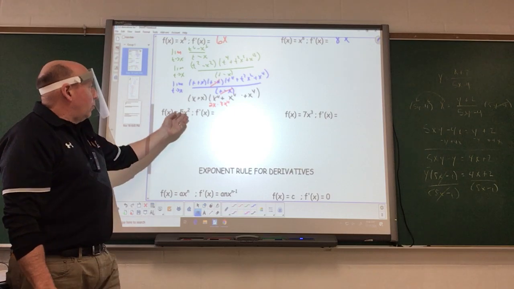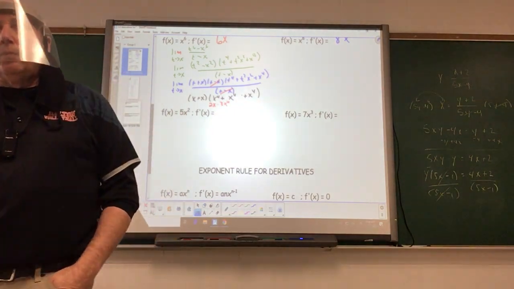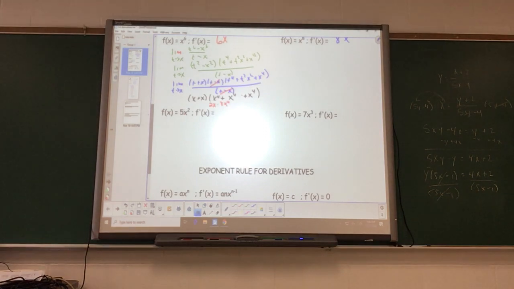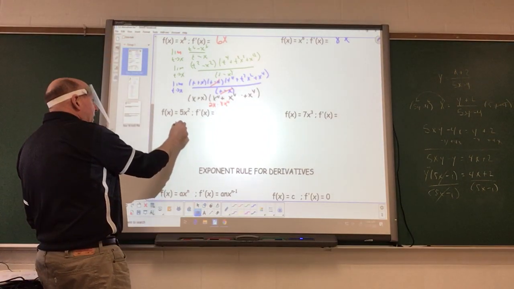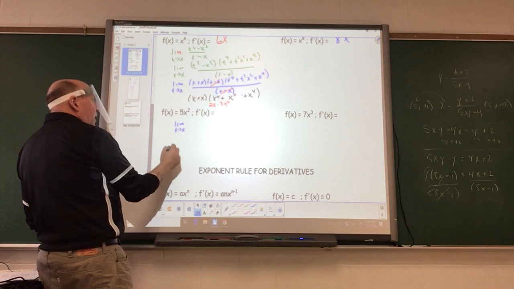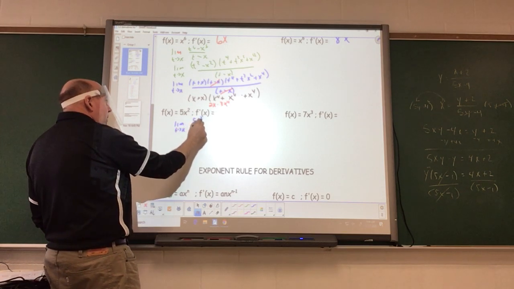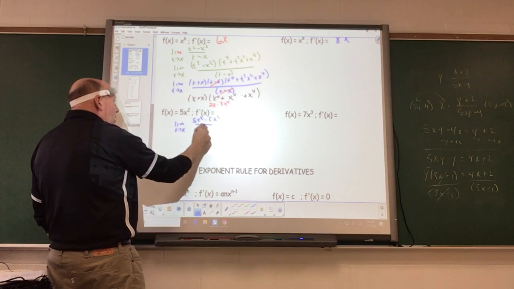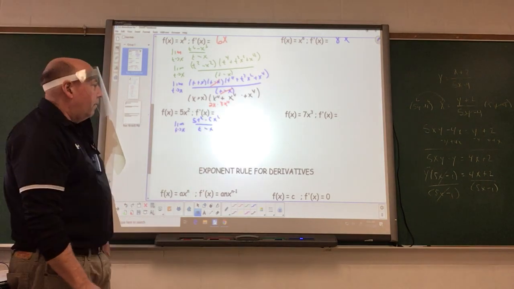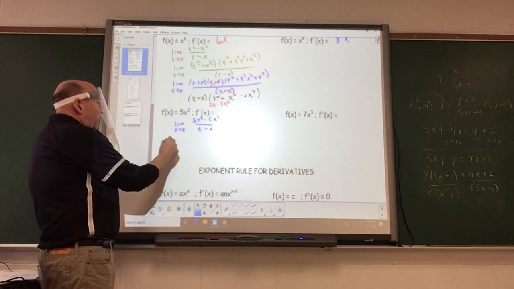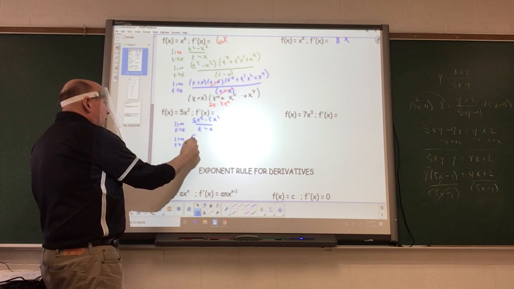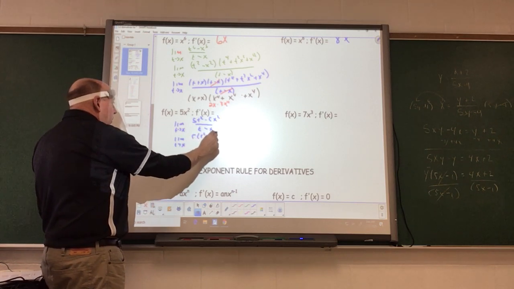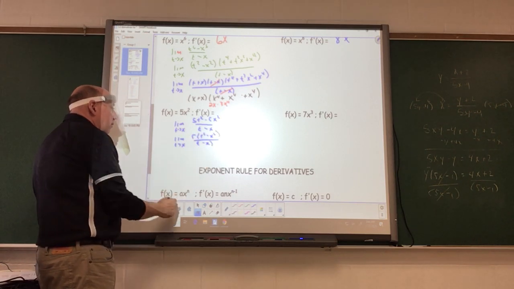Well, let's see what happens when we throw a coefficient out front. Let's take a look. We have the limit as t is approaching x of 5t squared minus 5x squared over t minus x. We can factor out the 5, which will give us t squared minus x squared over t minus x.